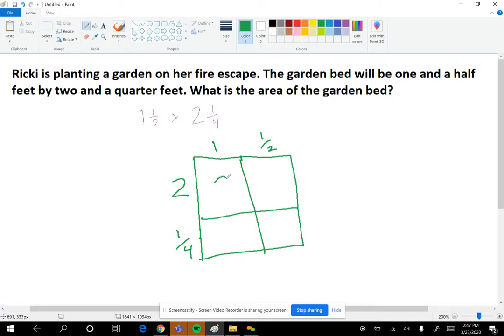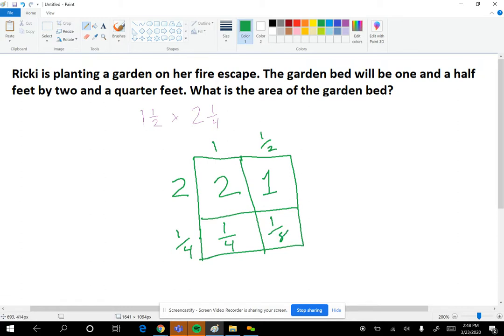1 times 2 is 2. 1/2 times 2 is a whole because we just double the number at the top, multiply it by 2, and 2/2 is 1. 1 times 1/4 is 1/4. To multiply 1/2 by 1/4, we'll probably want to use one of our other strategies like the grid method that are talked about in other videos. For now, I'm just going to share that it would be 1/8.